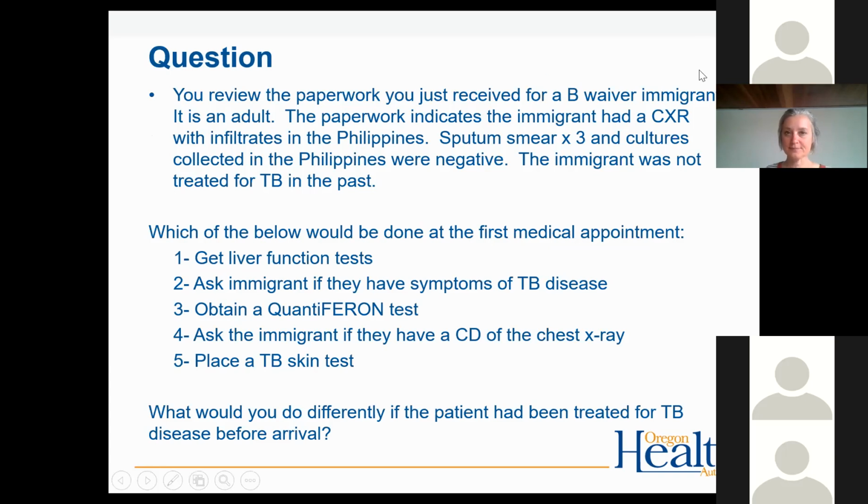All right. So now we have a little case study. This is kind of typical. You review the paperwork you just received for a B-Waiver immigrant. It is an adult. The paperwork indicates that the immigrant had a chest x-ray with infiltrates in the Philippines. Sputum smear ×3 and cultures collected in the Philippines were all negative, and the immigrant was not treated for TB in the past. Which of the below would you do in the first medical appointment you have with the patient? It might be more than one. And if you feel brave, you can put your answer in chat.